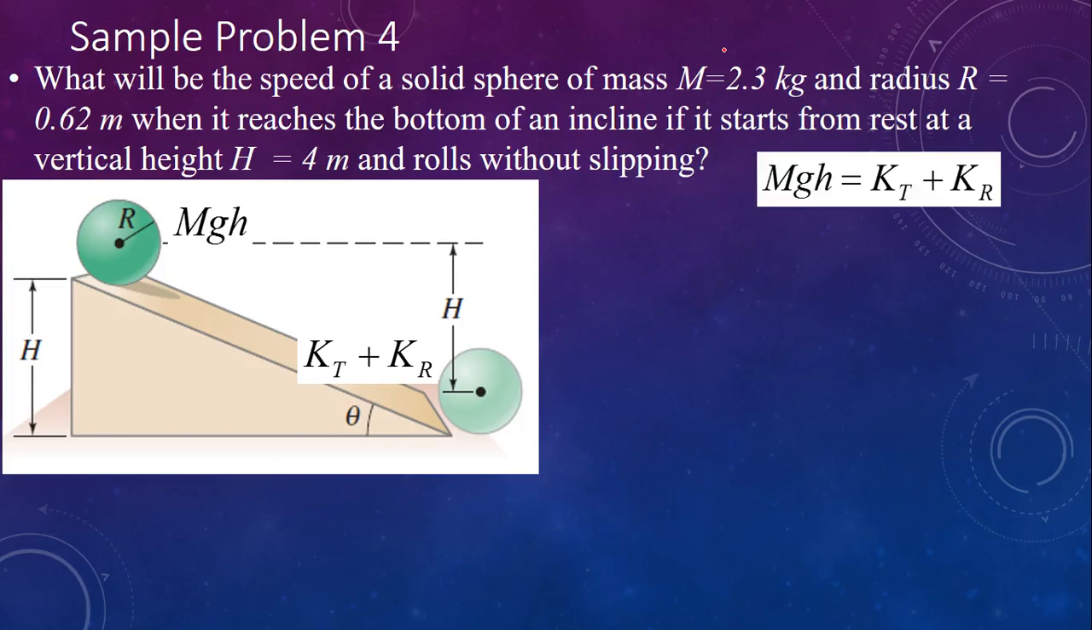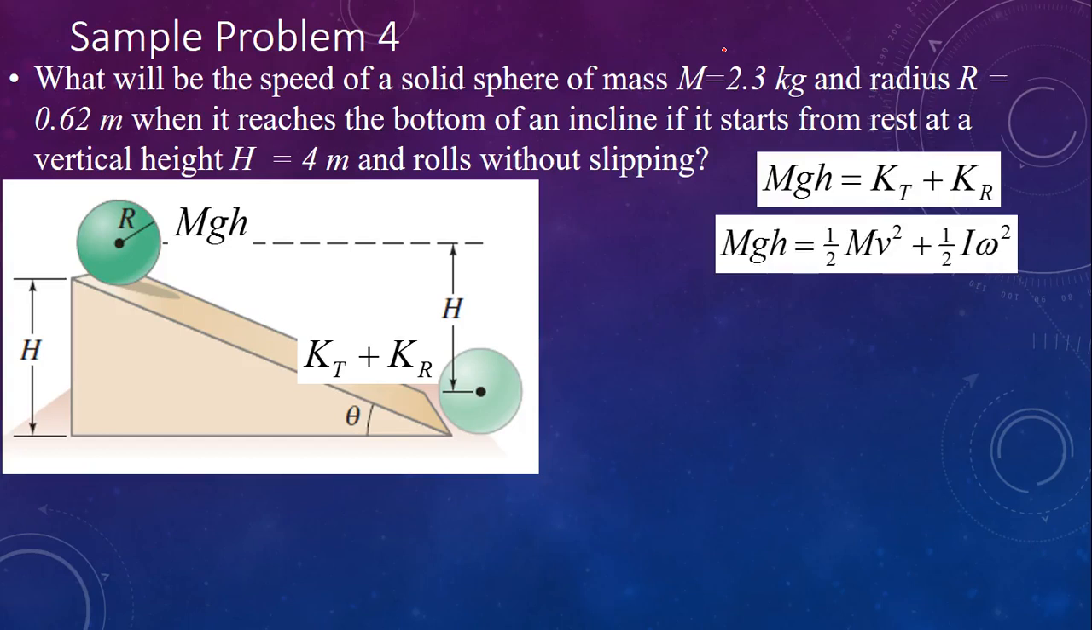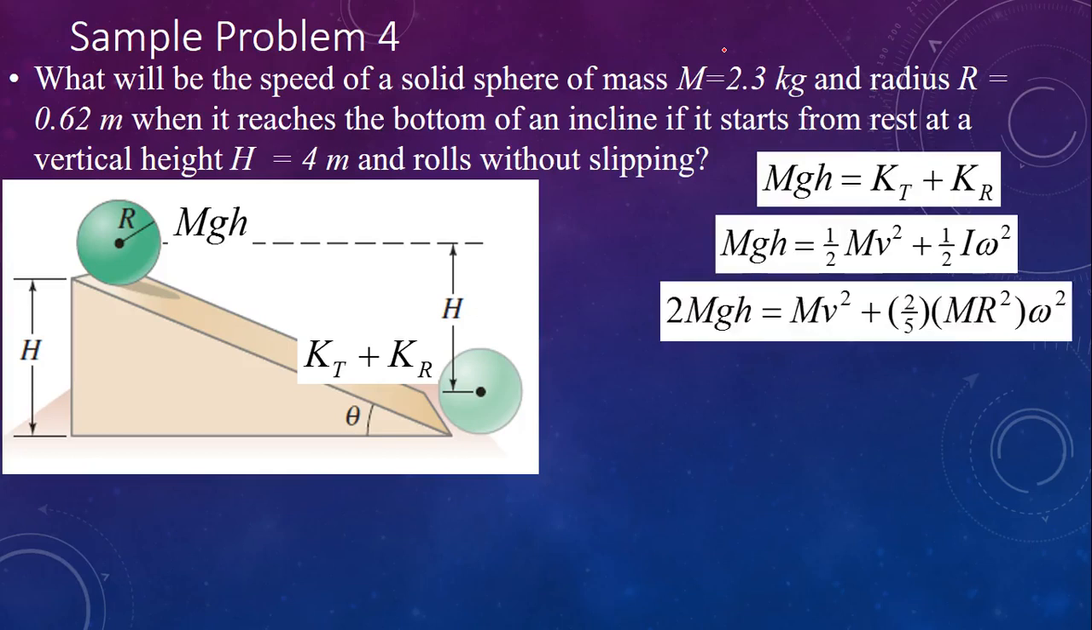So we're going to say mgh equals translational kinetic energy plus rotational kinetic energy. And I'm going to plug the formulas for those in. And it's a solid sphere, so the moment of inertia will be 2/5 mr squared. I'll plug that in. Now I can cancel out all of these m's, which is nice. Now we've got 2gh equals v squared plus 2/5 r squared omega squared.